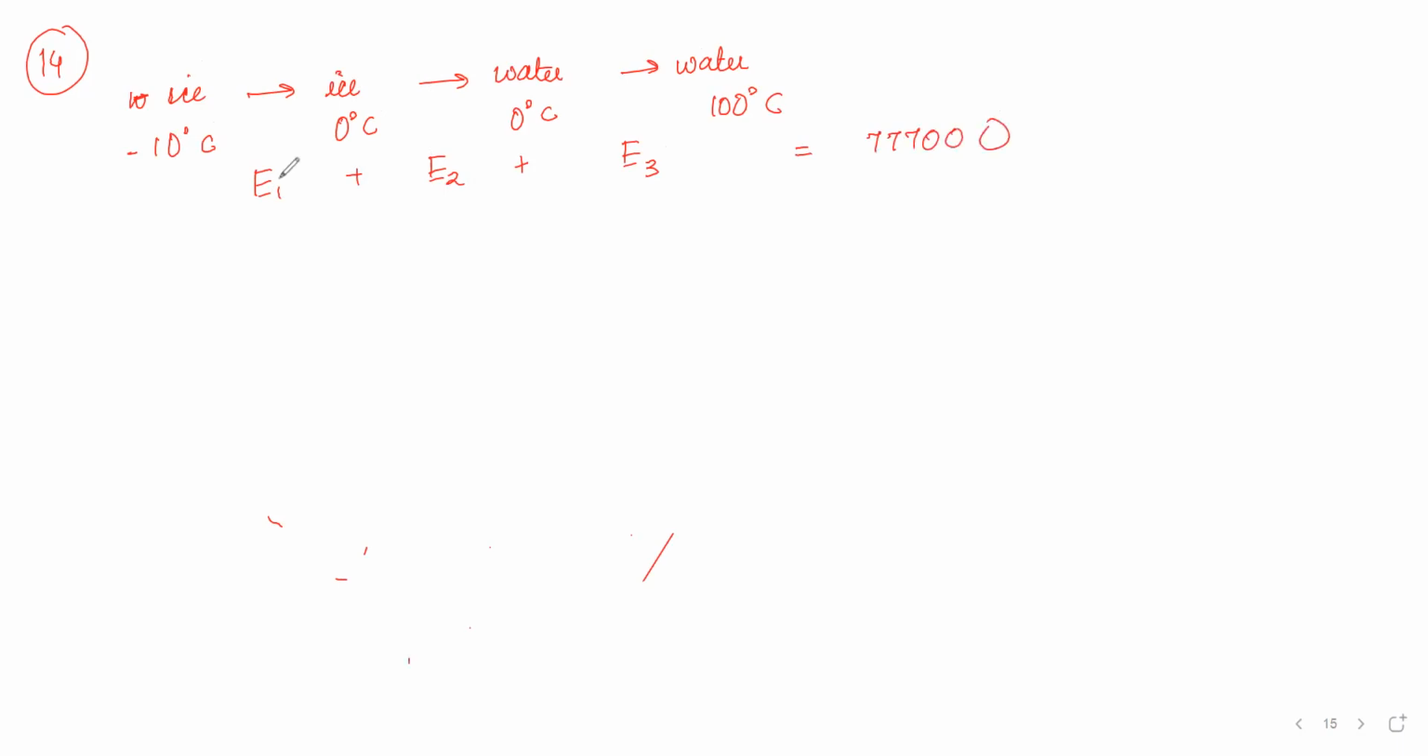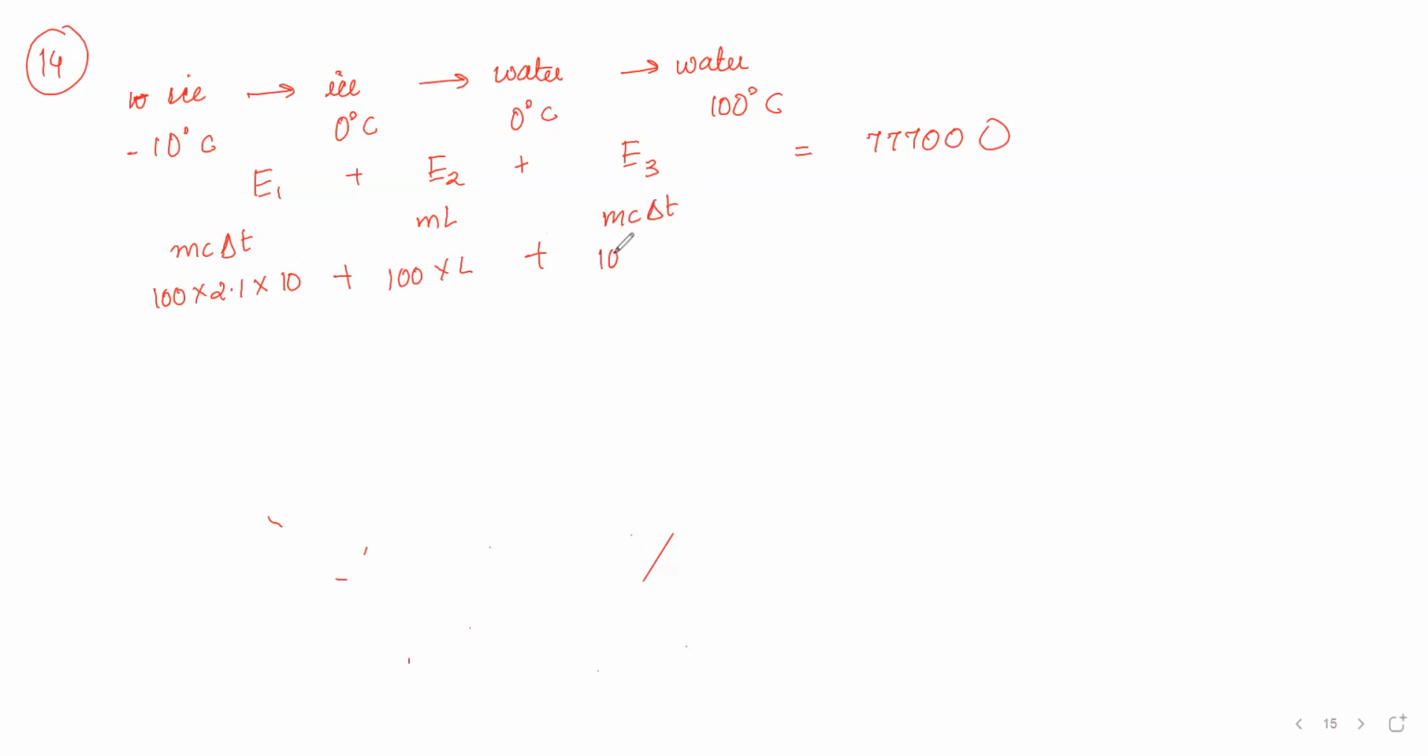777,000. So E1 will be how much? MC delta T. So M is 100 into specific heat, you have been given as 2.1, into delta T is 10 here. Okay, and here you have mass again. E2 is M into L. So M is 100 and L is what you need to calculate. So this is plus. And then you have E3 as again MC delta T.